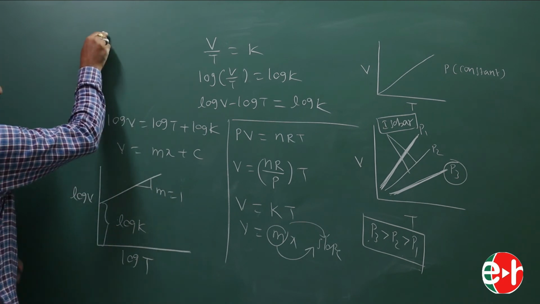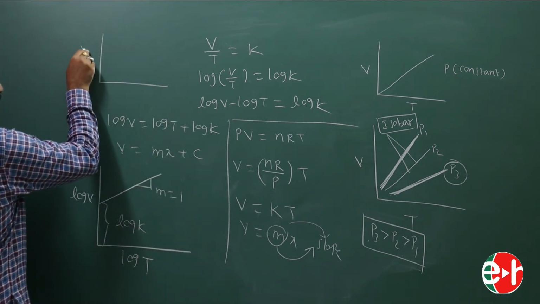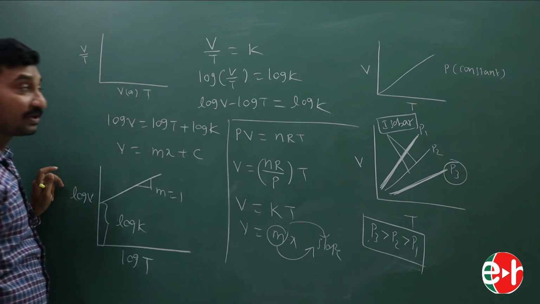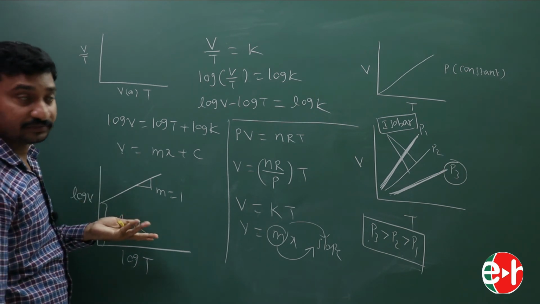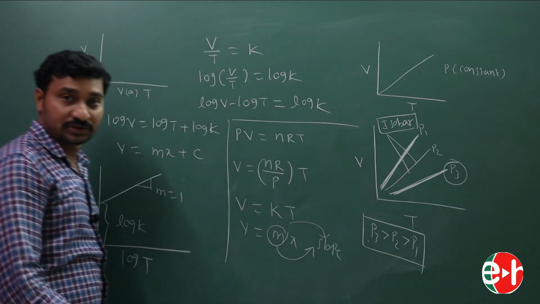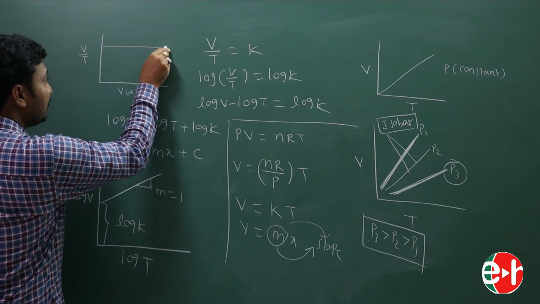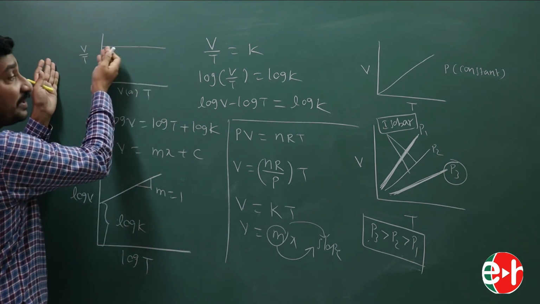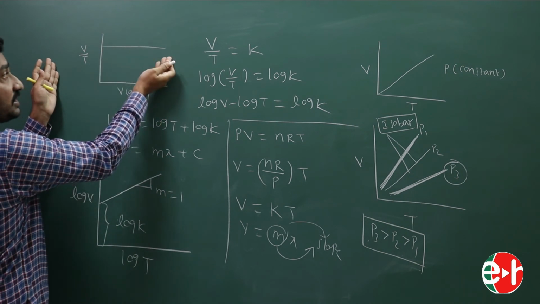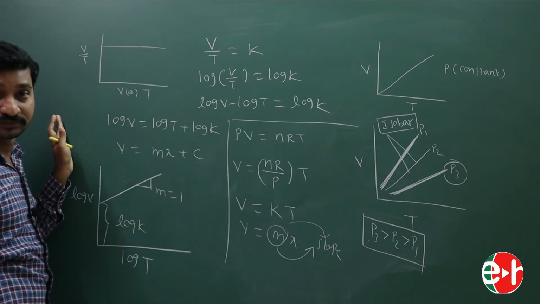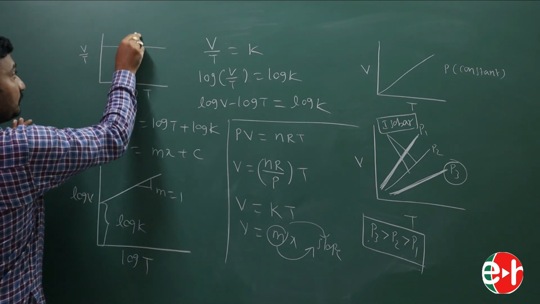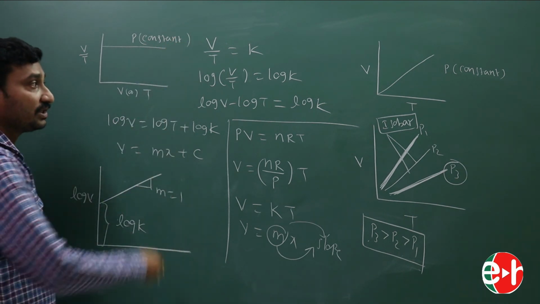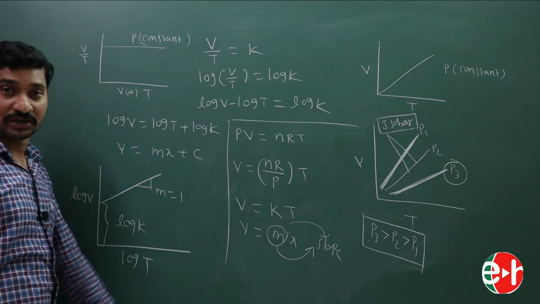And one more: suppose we plot a graph between V by T and volume or temperature. Here V by T is always constant at a given pressure, according to Charles law. That's why the graph will become a straight line parallel to the x-axis. That means no change. V by T has no change, because V by T is always constant with increasing volume or temperature at a given pressure, P constant. Okay, so these are the different graphs in Charles law.